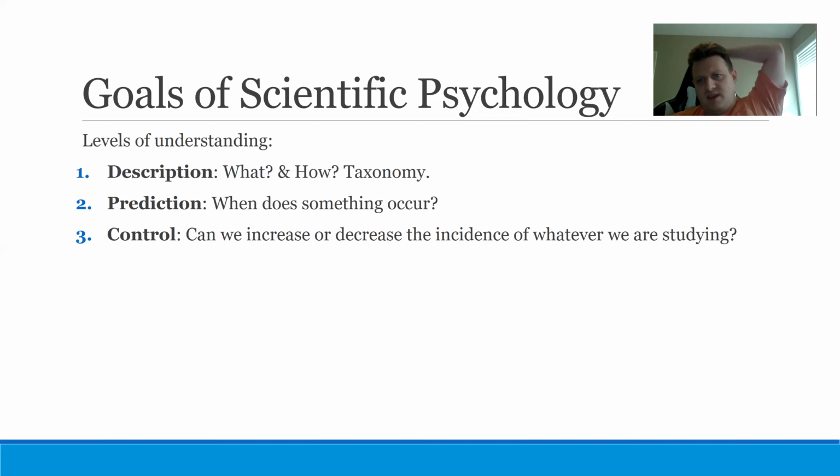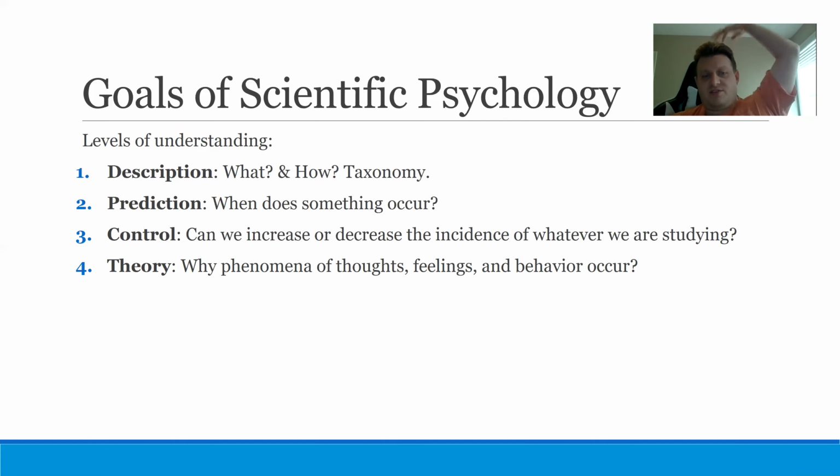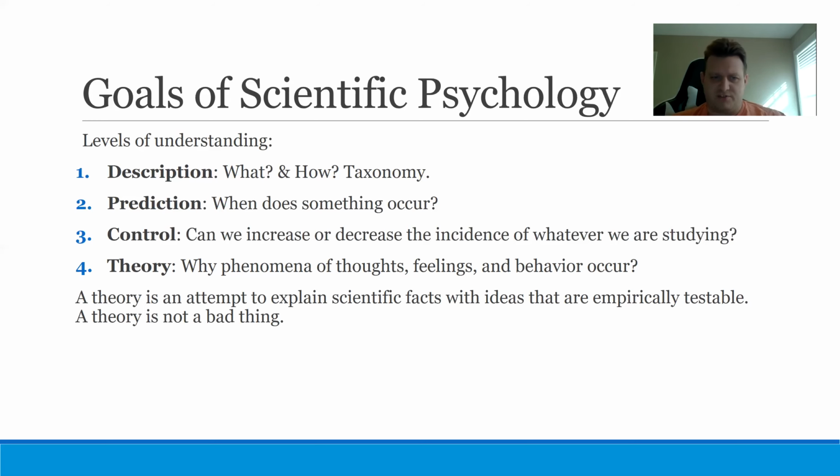And once we do that, the final step here is a theory. Okay, we want to explain why a particular psychological phenomenon occurs. Okay, why do certain thoughts, feelings, and behavior occur? We might have some kind of theoretical framework as to why this occurs, have some explanation for this.